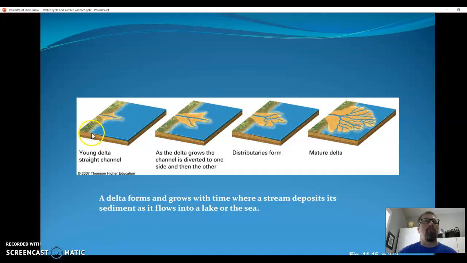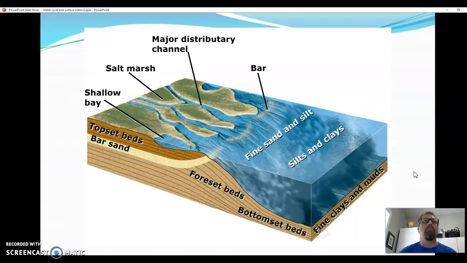And here's the evolution of the delta as more and more material is deposited. You can see that leads to a massive amount of sediment that's deposited. All right, I'm going to stop there and we'll pick up there in the third part.